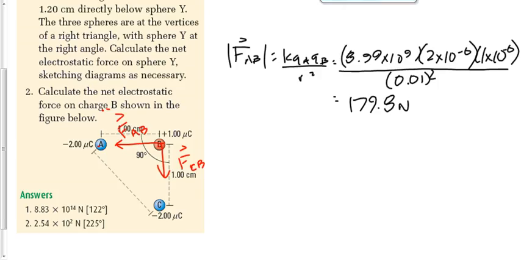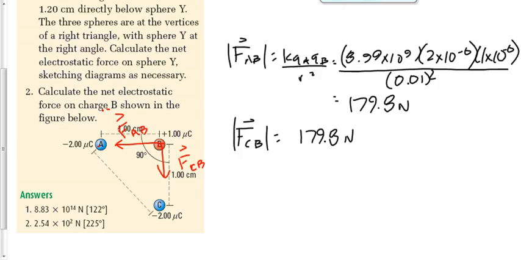Seems reasonable there. That's a pretty big force as well. Not nearly as big as in question number 1. Still pretty big force though. Why is it a lot smaller? My distances are still pretty small, right? We're dealing with microcoulombs, which is a much more normal set of units for charge, right? Okay, let's find FCB. Oh, it is going to be the same, isn't it? Yeah, it's the exact same number. So it's going to be 179.8 newtons as well.